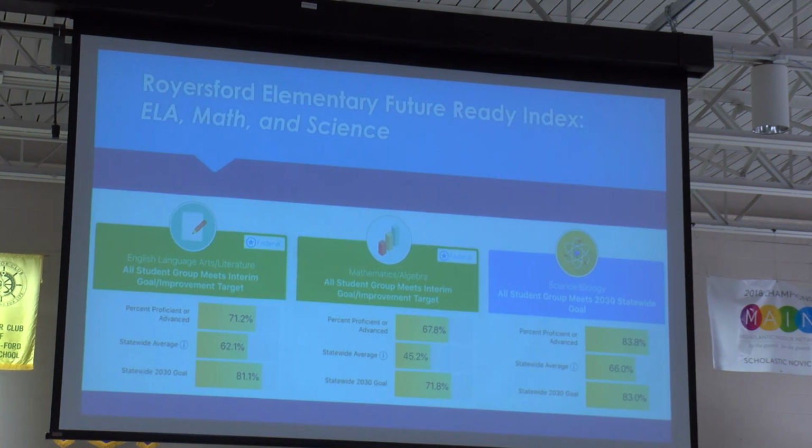When we look at this dashboard, we're seeing again that our math and English language arts, while it's not quite at the 2030 target, we are very quickly approaching, and in some instances, we are definitely closing that gap, and that we are exceeding the target by 0.8% this year for Royersford Elementary, so we're certainly celebrating that.